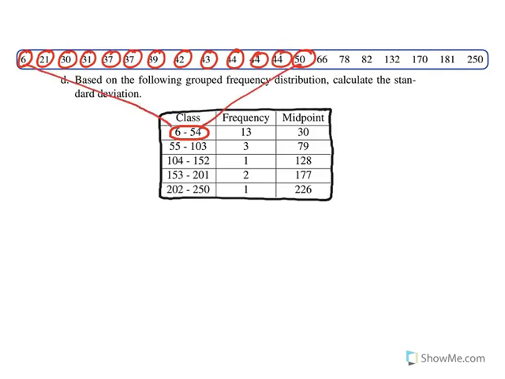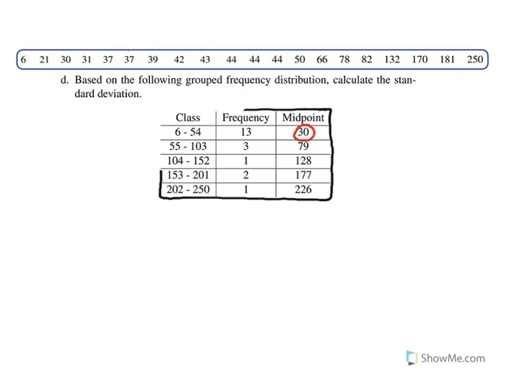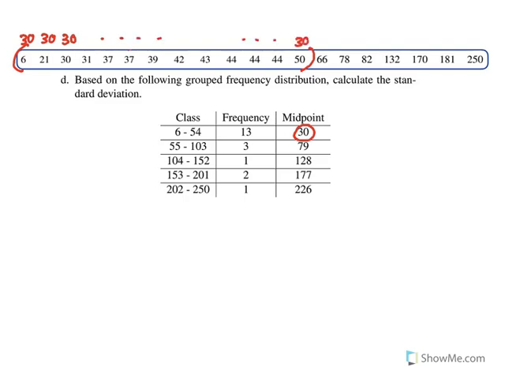Instead of using all of them, you just take the midpoint of this class, and the midpoint is 30. So it is kind of, you ignore all the numbers between 6 and 50 and replace them all by 30. It's like all of them now are 30, 30, 30, 30, dot, dot, dot. Even this 50, you call it 30, okay? And the same thing here.